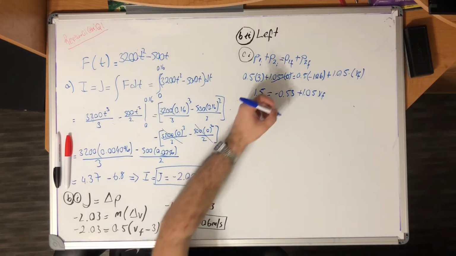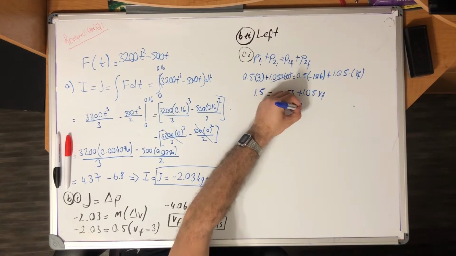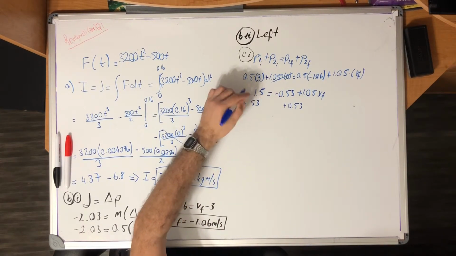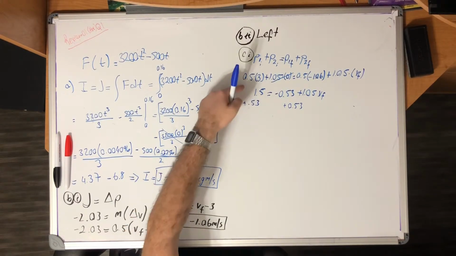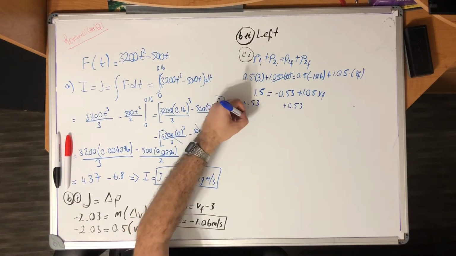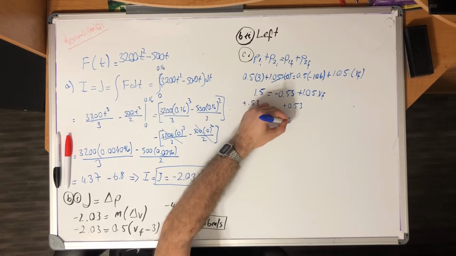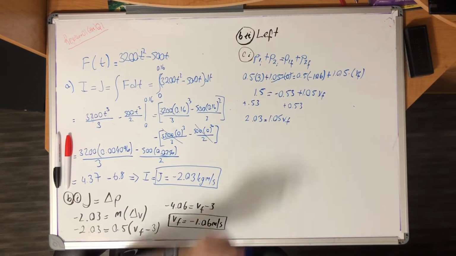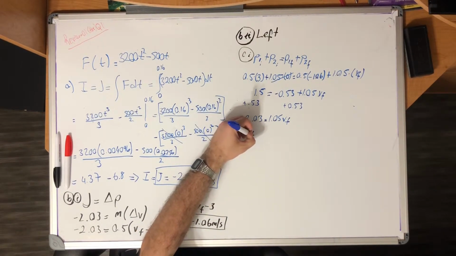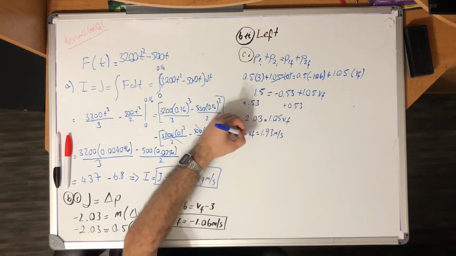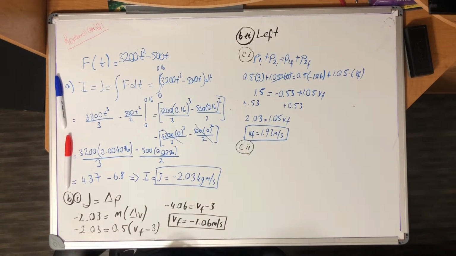So what are we going to do? We're going to add 0.3 to both sides. And once we do this, we are going to find that 1.5 plus 0.3 is basically 1.8 equals 0.05 V final. So if you divide both sides by 0.05, then you find your V final as 1.93 meters per second. In part C, they are asking you to show that that's an elastic collision.